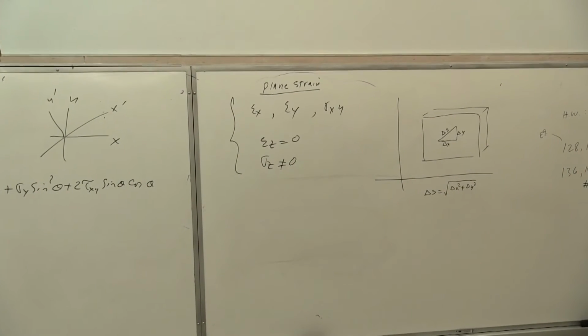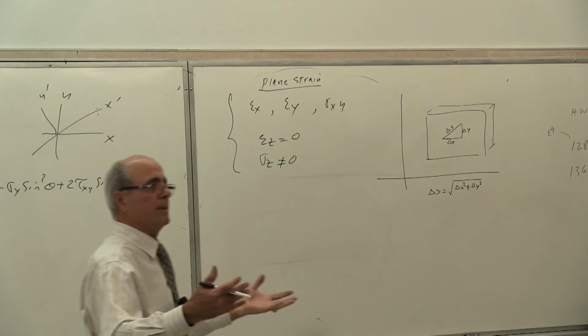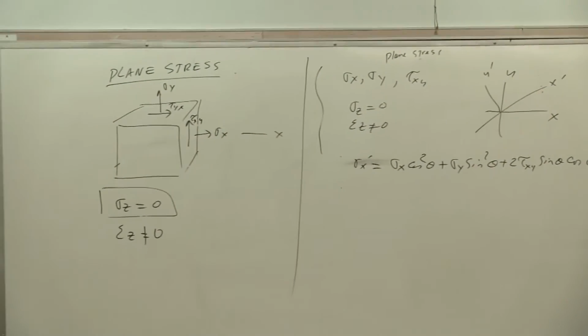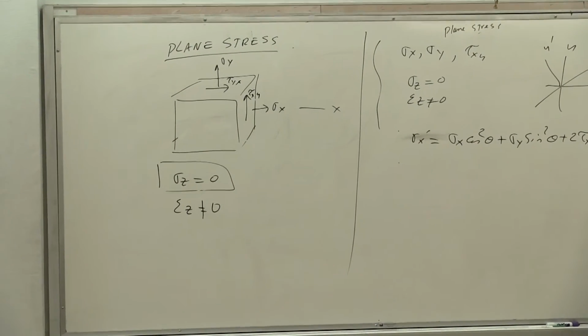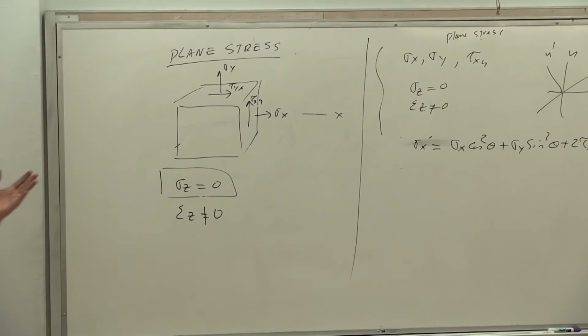Sigma x, sigma y, and tau xy. Do I have an epsilon x? Yes or no? If I put sigma x, sigma y, tau xy, do I have an epsilon x? Here sitting in front of you. This is epsilon x, this is epsilon y, and that is gamma. Yes or no? So what happened to that shape?